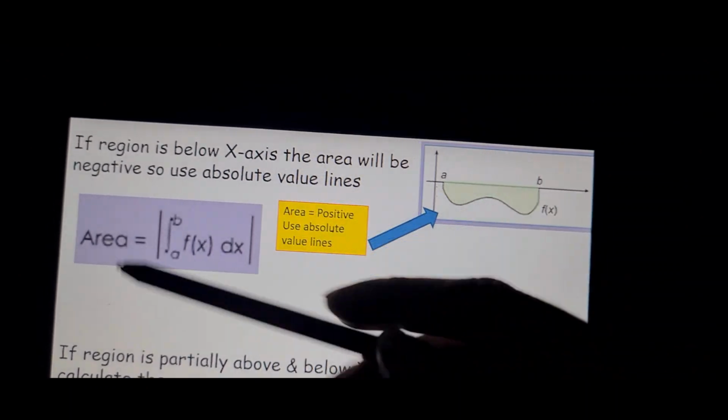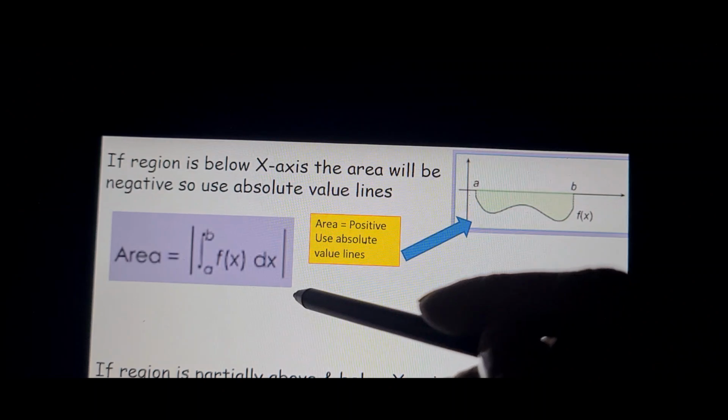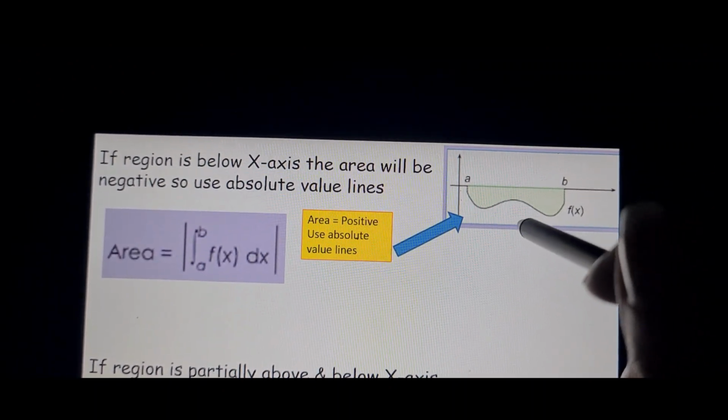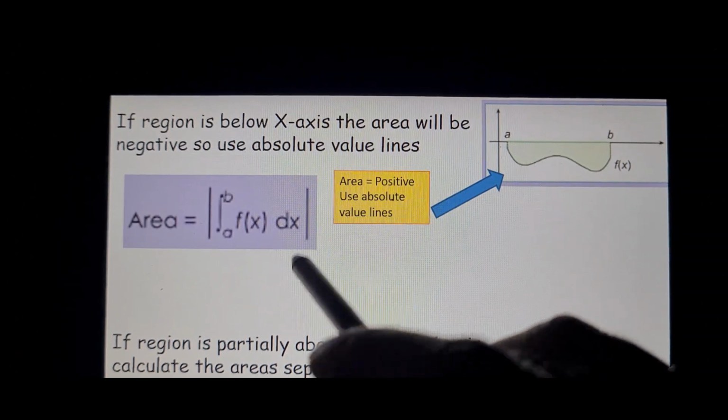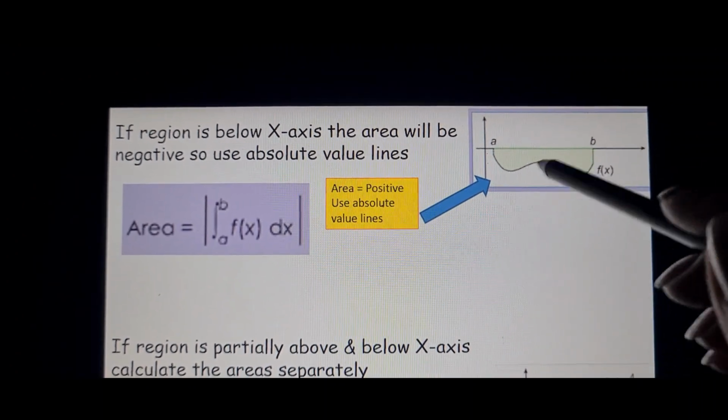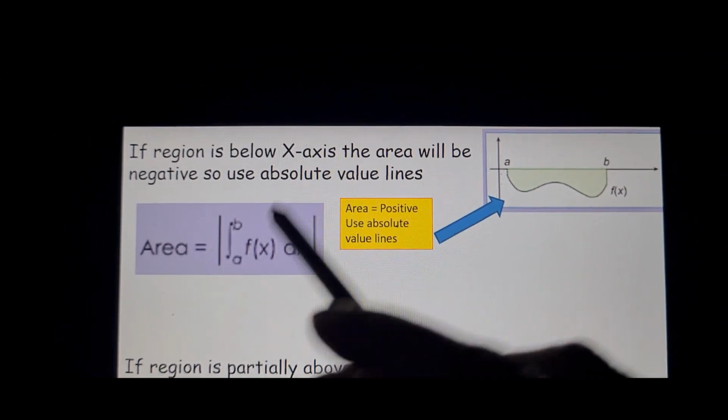So therefore, you would use absolute value lines when you are getting the integral of the function from A up to B, okay? So absolute value lines will make sure that your area is positive. So anytime you see a region that lies below the x-axis, just make sure you're putting it into absolute value lines.